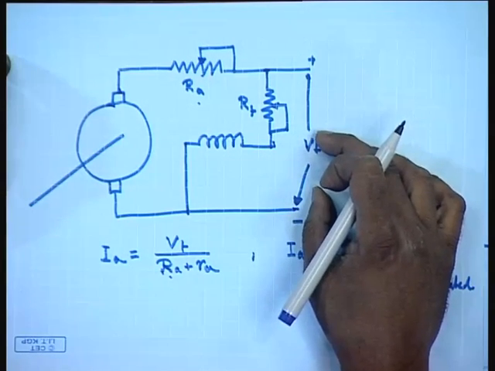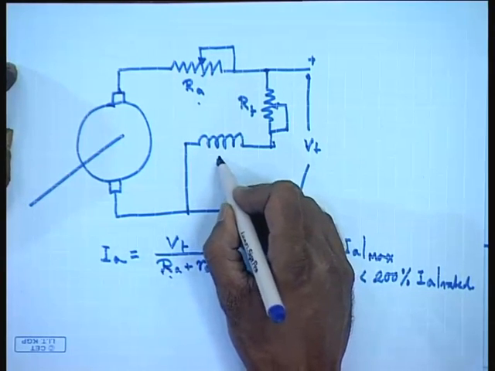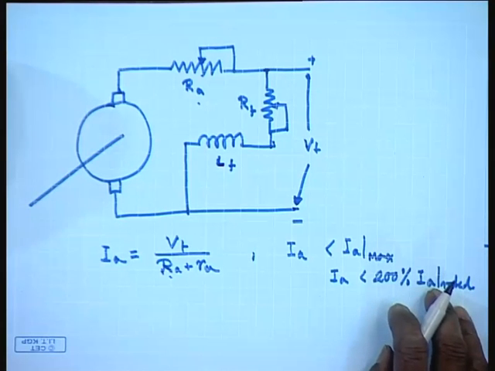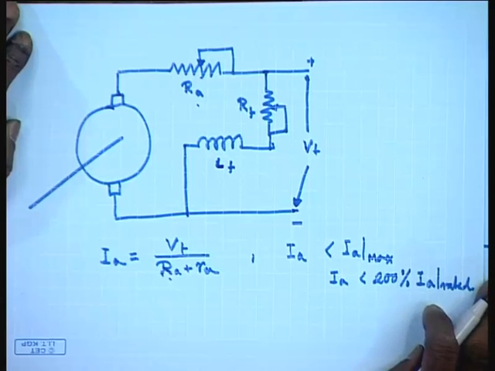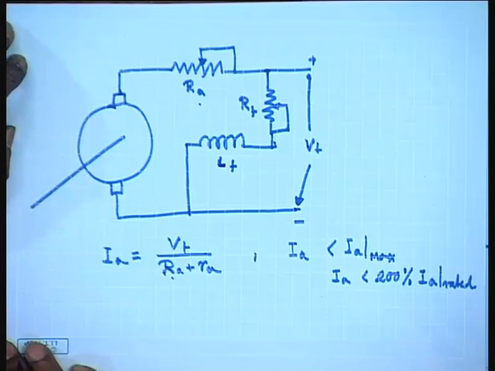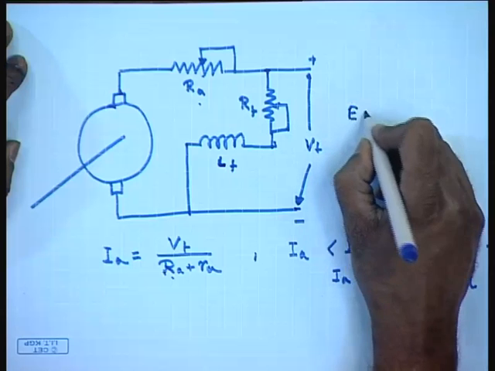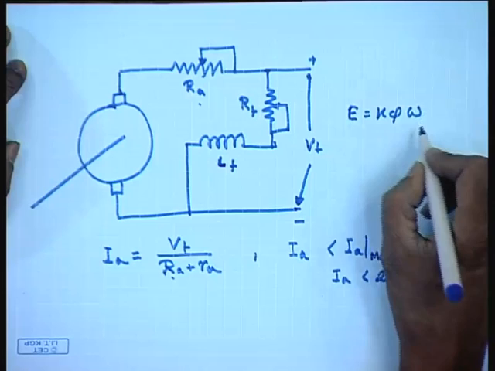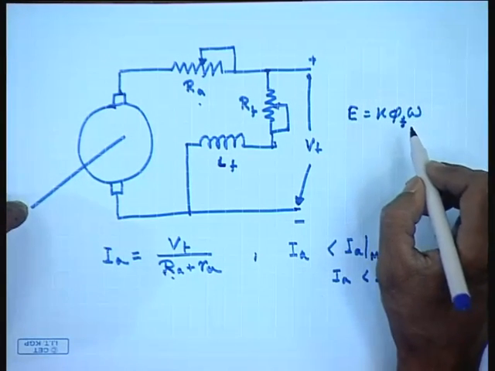the armature circuit, the field circuit must be excited first, because field has a large inductance in addition to the resistance of LF, and the current in the field will take some time to develop, and until and unless field current has reached its full value, the field flux will not reach its full value, and the back EMF, which is given by E = Kφω, will not reach its full value at a given certain speed.